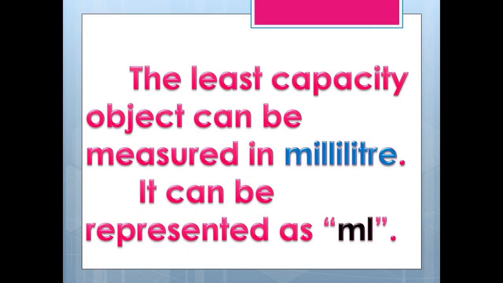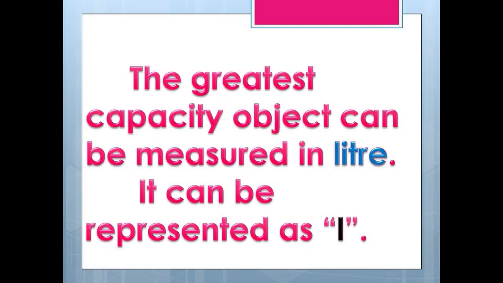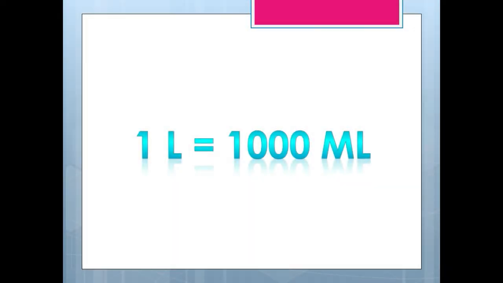See children, the least capacity object can be measured in milliliter. It can be represented as ml. In the same way, the greatest capacity object can be measured in liter. It can be represented as L. 1 liter equals 1000 milliliters.